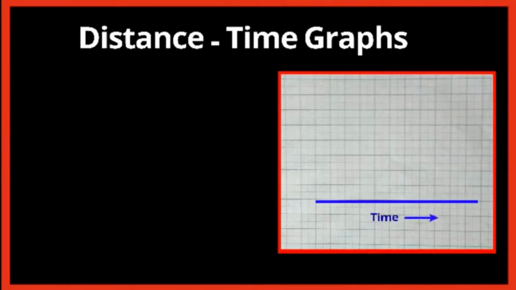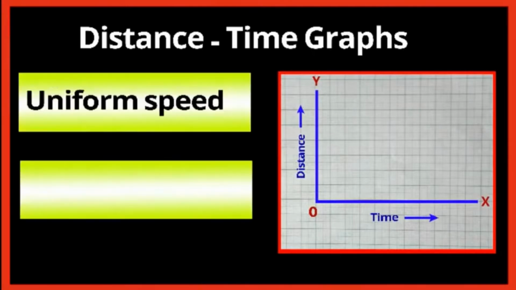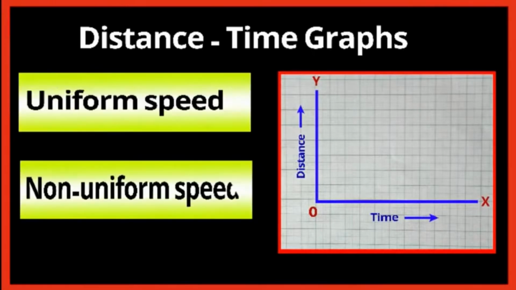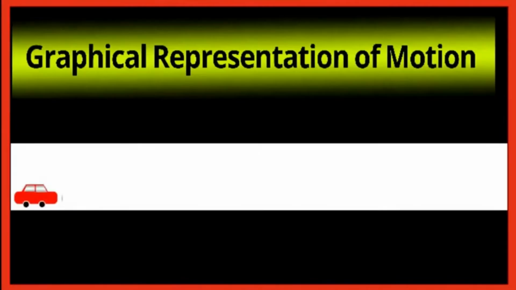Time is taken along x-axis and the distance is taken along y-axis. As you can see, along OX and OY, we have taken time and distance. And we will be doing the graphs for uniform speed and for non-uniform speed. So for these two cases, we will understand the graph.